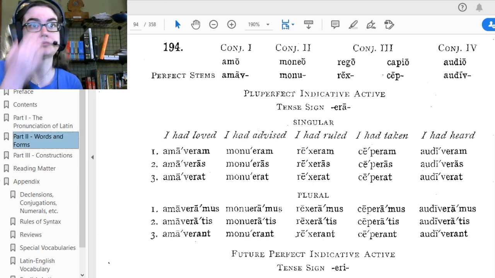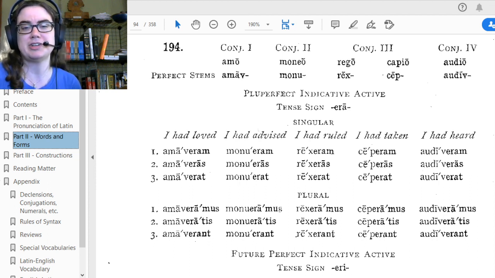All right. So it's just eram, eras, erat, eramus, eratis, erant. So the third principal part, then to the perfect stem, and then you add the imperfect of to be, eram, and then the personal endings. So amaveram, I had loved. Eram, eras, erat, eramus, eratis, erant.